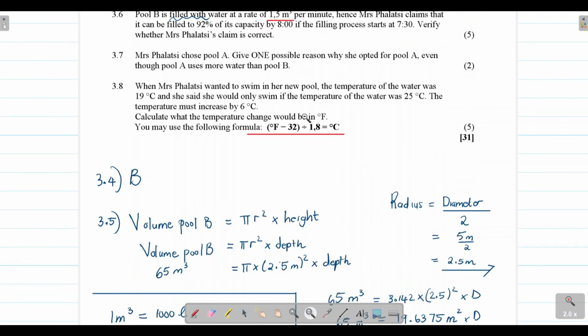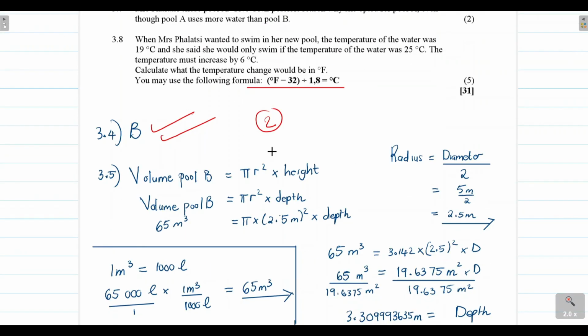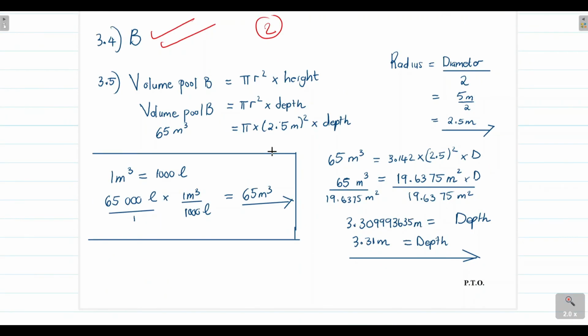You'll get 2 marks for saying B. Question 3.5, okay, you'll get 1 mark for converting the 65,000 liters to meters cubed. You'll get 1 mark for that, right? You get another mark for calculating or showing that the volume is equal to 3.142 multiplied by 2.5 all squared multiplied by your depth or your height. You get 1 mark for showing that.